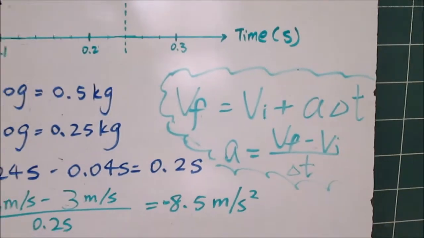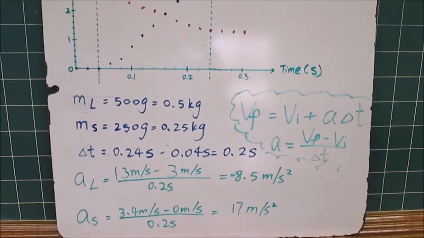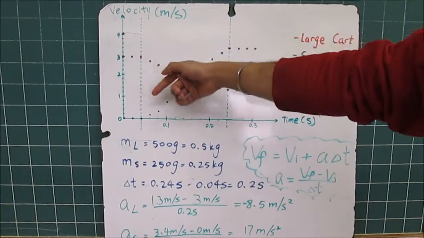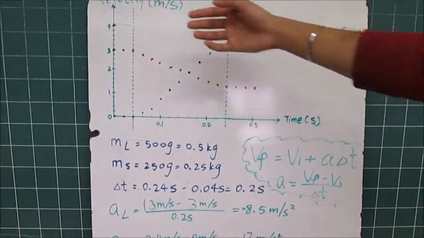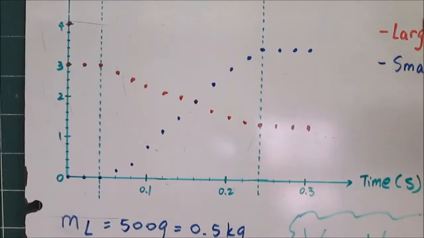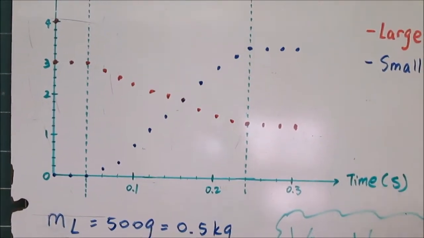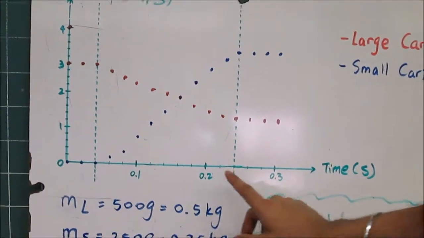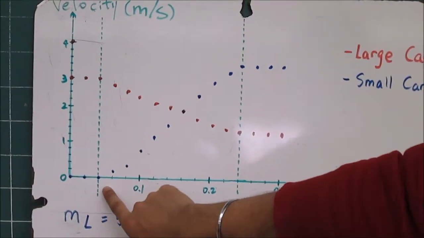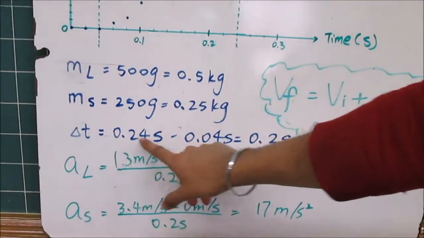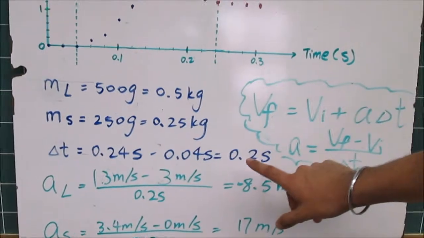Now let's look at the vertical lines on our velocity time graph. These lines represent the starting and ending points of the collision. The first one represents the starting point of the collision, and the second vertical line represents the ending point of the collision. Next, we calculated the duration of the collision, our delta t, the time taken between the start and the end of the collision. Over here, we have our delta t calculated to be 0.2 seconds.